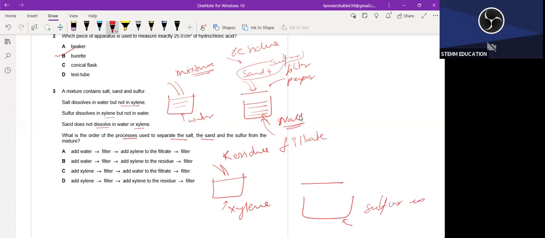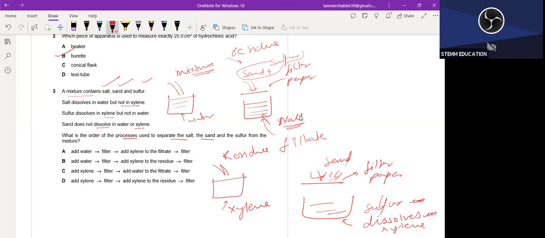The sulfur dissolved in xylene will be collected here in this beaker, and above this filter paper, only sand will remain, sand particles. So that's how we can separate these three from each other: salt, sand, and sulfur.